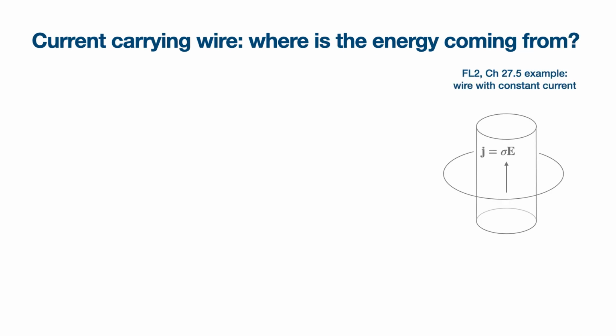As the next example, consider a resistive wire carrying a constant current. Ohm's law tells us that heat is generated along the wire. The seemingly trivial question is, where does the energy come from? This was discussed by Poynting in 1883, Heaviside in 1892, and Feynman in 1963.